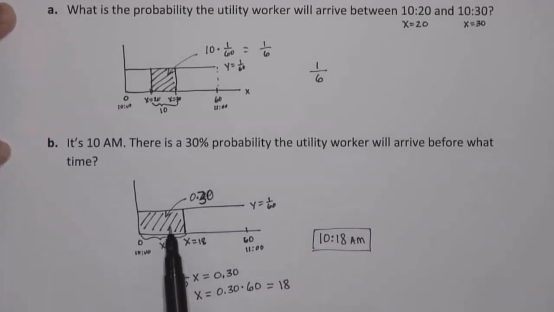So again, there is a 30% probability that the worker will show up before 10:18 a.m.